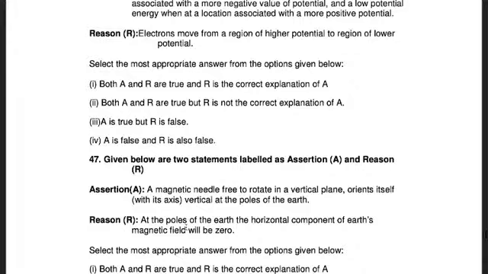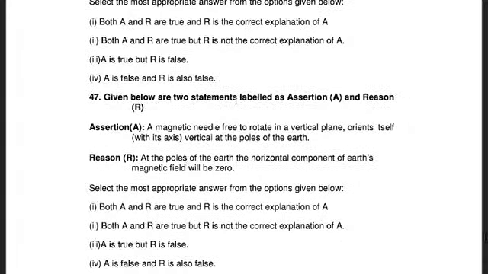Question number 47. Given below are two statements labeled as assertion A and reason R. Assertion A: A magnetic needle free to rotate in a vertical plane orients itself with its axis vertical at the poles of the earth. Reason R: At the poles of the earth, the horizontal component of earth's magnetic field will be 0. Select the most appropriate answer from the options given below.